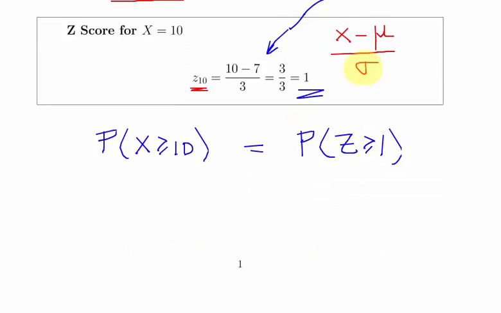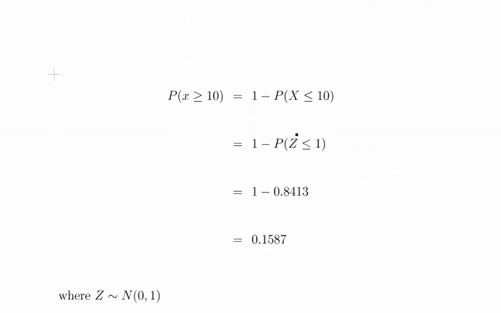Here we use tables or some such mechanism to find that. So the probability of x greater than or equal to 10 is 1 minus the probability of x less than or equal to 10. A little bit of a fudge there with regard to using those symbols as complements of each other. It's not strictly true, but it's so mathematically close it's indistinguishable. Essentially what we're doing here is finding the probability of z less than or equal to 1. That is 1 minus 0.8413, and that gives us a probability of 0.1587.